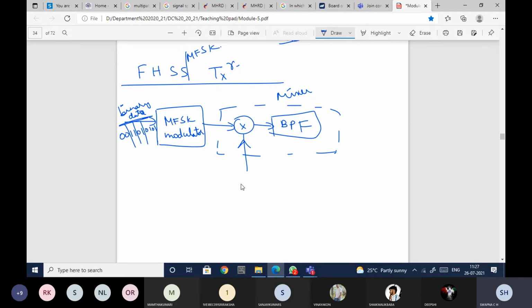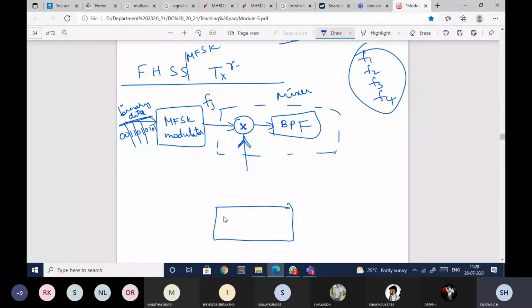To this multiplier I have to feed another signal. The output here will be different carriers with different frequencies. Let me name that FJ, where J can be F1, F2, F3, F4, anything. Now I have modulated the signal. After modulation, I need to spread the signal, and to spread the signal I need a PN sequence generator. So first I have the PN sequence generator.